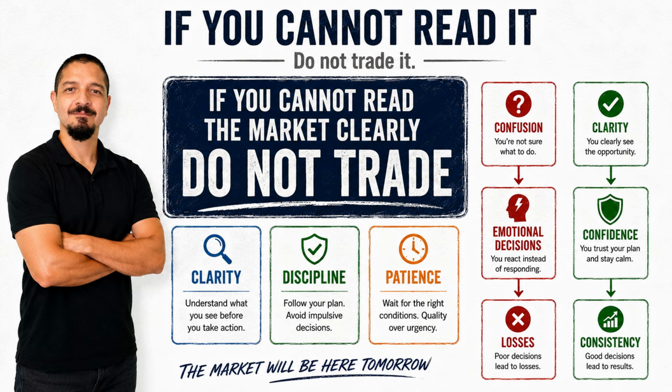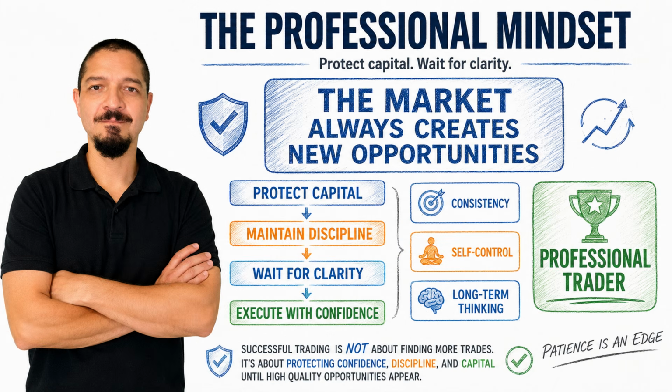One of the biggest mistakes traders make is forcing trades when market structure is unclear. When price becomes choppy, emotional, or difficult to read, many traders continue searching for entries anyway. In most cases, this leads to impulsive decisions, fake breakouts, and unnecessary losses caused by emotional pressure instead of real confirmation. Professional traders understand that clarity is part of the edge.